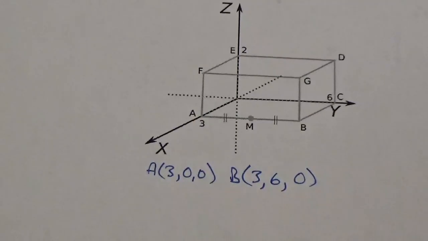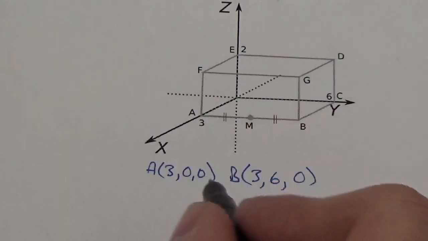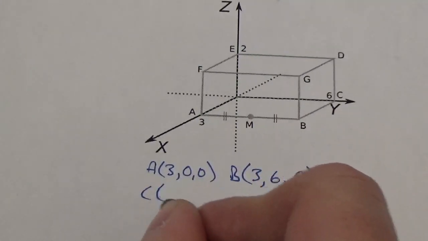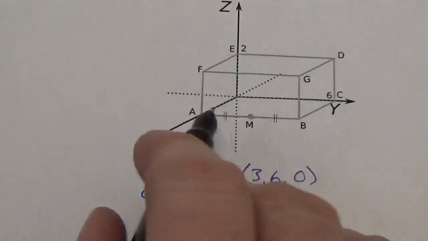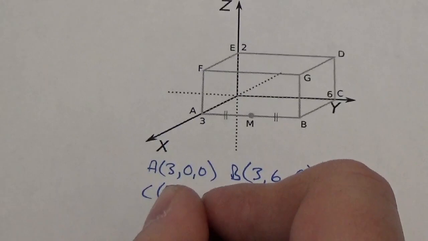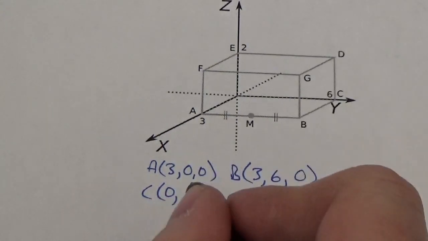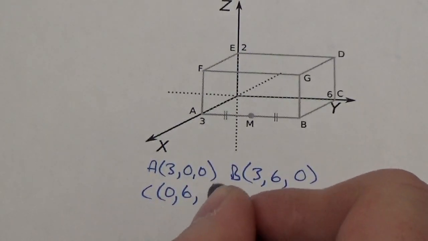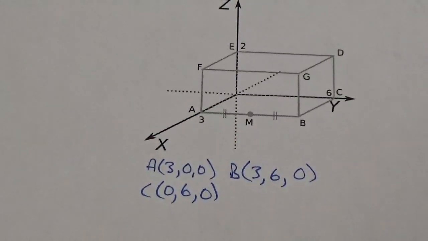Turns out I probably will need C actually at one point here, so let's figure out what C is. C is going to be the point along the y-axis, so it's going to be 0 in the x direction, but it is 6 in the y direction, and it is still at 0 in the z direction, so we'll put 0 right there.